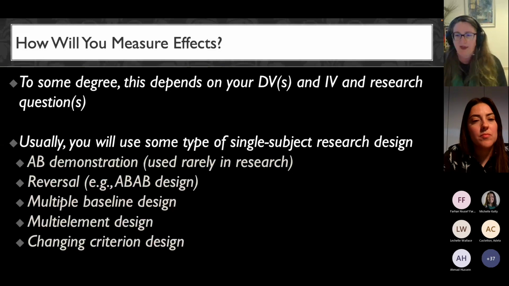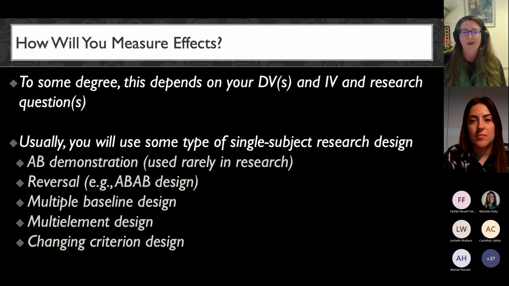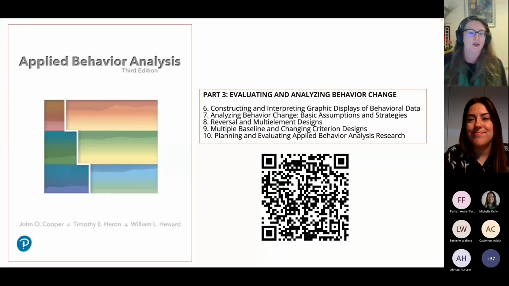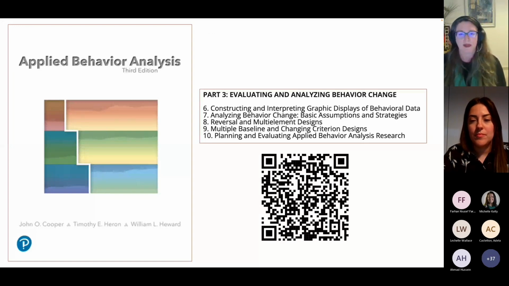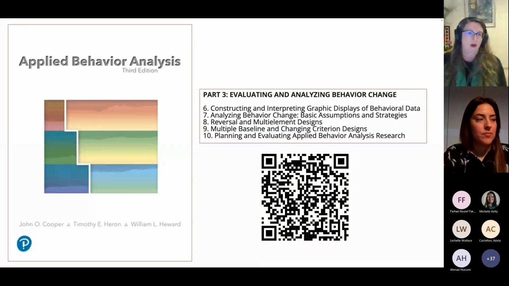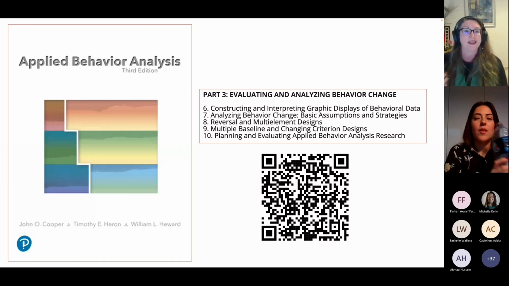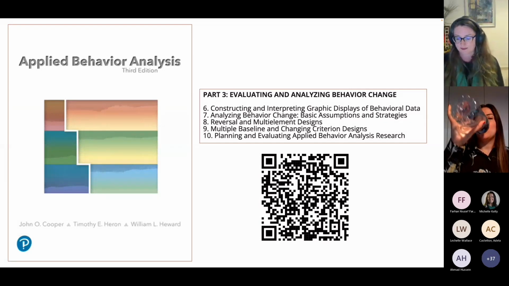If you're a BCBA, hopefully these terms are familiar, but you'll probably use some type of single subject research design, maybe an AB demonstration, more likely a reversal, multiple baseline design, multi-element design, or changing criterion design. If you've forgotten these over the years, a good place to go back to is the most recent version of the Cooper, Heron, and Heward textbook. Part 3 is all about this, with five chapters about all the different ways that you could test your research question.